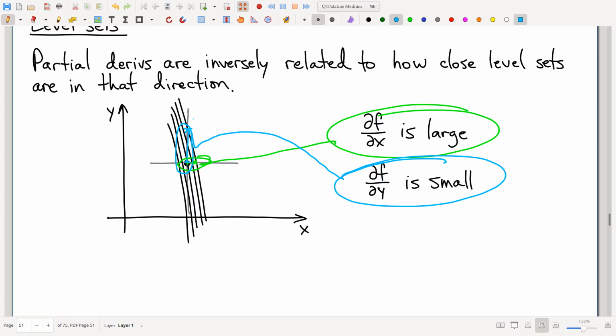Everybody good? It's a little counterintuitive. You see a shorter arrow here because they were interpreted in this totally different context of level sets. Shorter means bigger, and longer means smaller. Something to keep in mind.